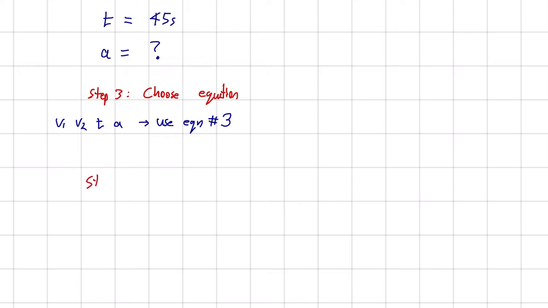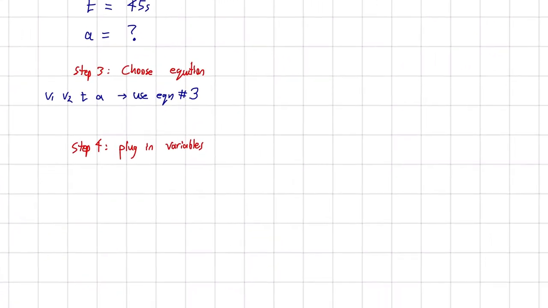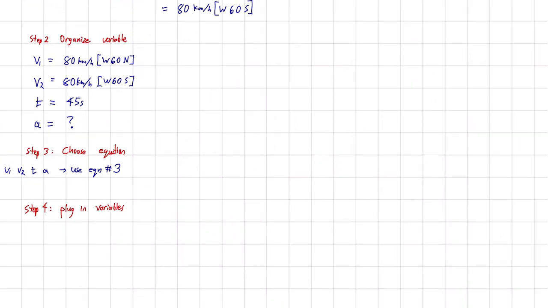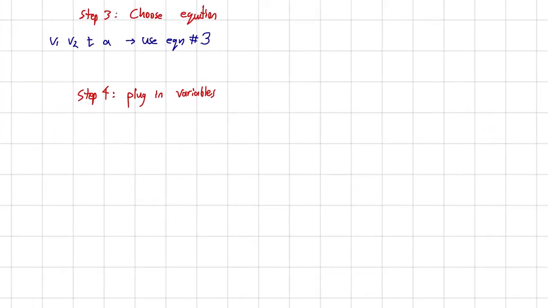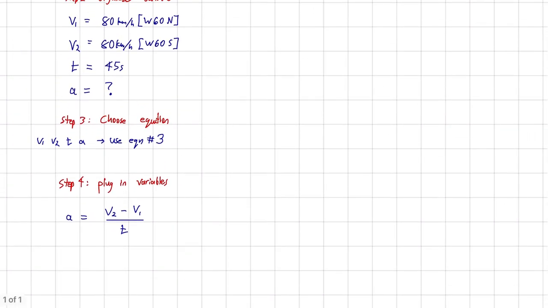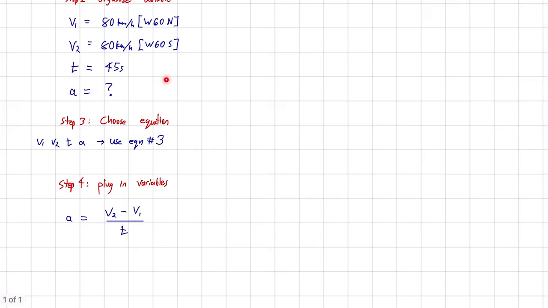And then that brings us to step 4, which is going to be to plug in our variables. So I'm going to rewrite equation 3 here. I'm going to copy it from our table and rewrite it. So the acceleration is equal to v2 minus v1 all over time. And we want to plug in these variables into this equation.